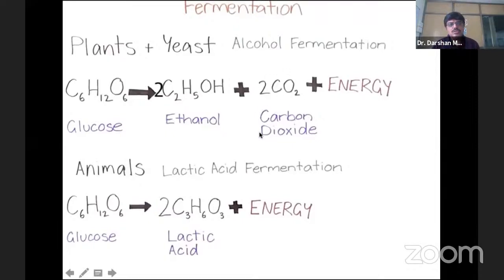Now, you have another species, and that species is known as animals. Now do understand again, over here alcohol is not going to be produced, but another thing is going to be produced, and that thing is known as lactic acid. In animals, the activity that occurs is known as lactic acid fermentation.